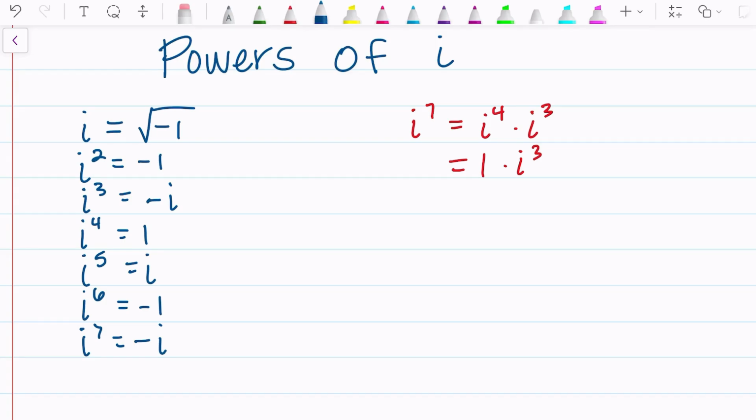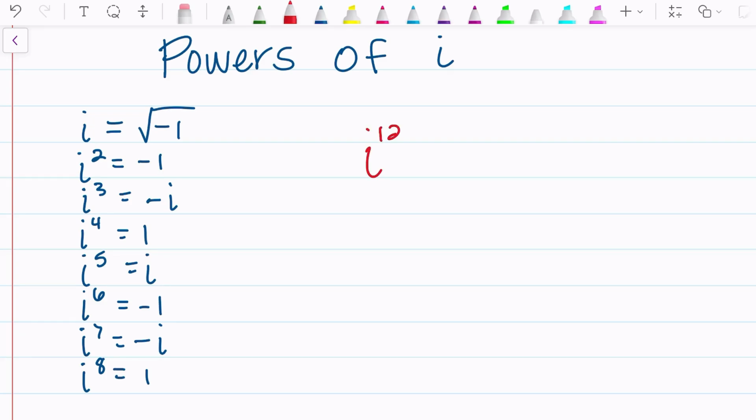Then when I do i to the eighth power, I bet you're guessing it's going to be 1, because we're repeating that cycle again. If that's i to the fourth times i to the fourth, then that's just 1 times 1, which is 1. And so this cycle of 4s is going to repeat. So this is how we're going to do larger than these single digit numbers. Let's say I gave you an example of i to the 12th.